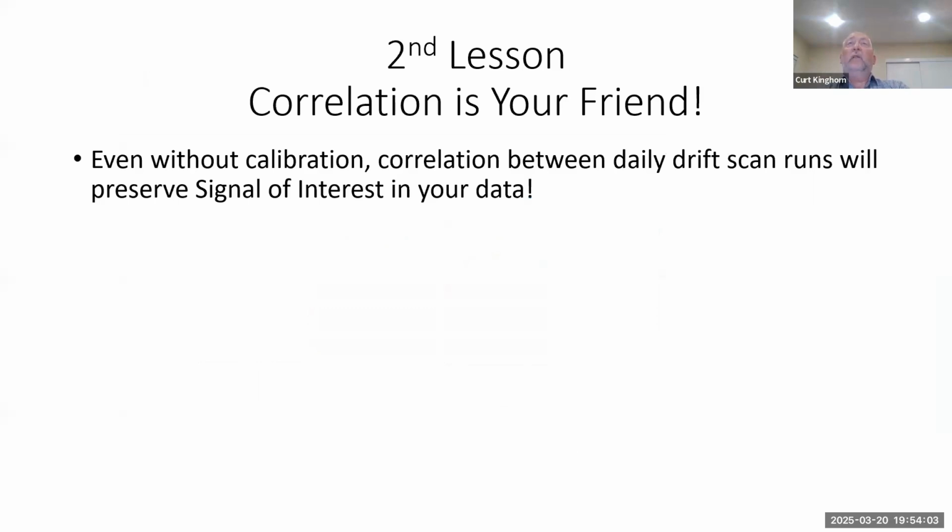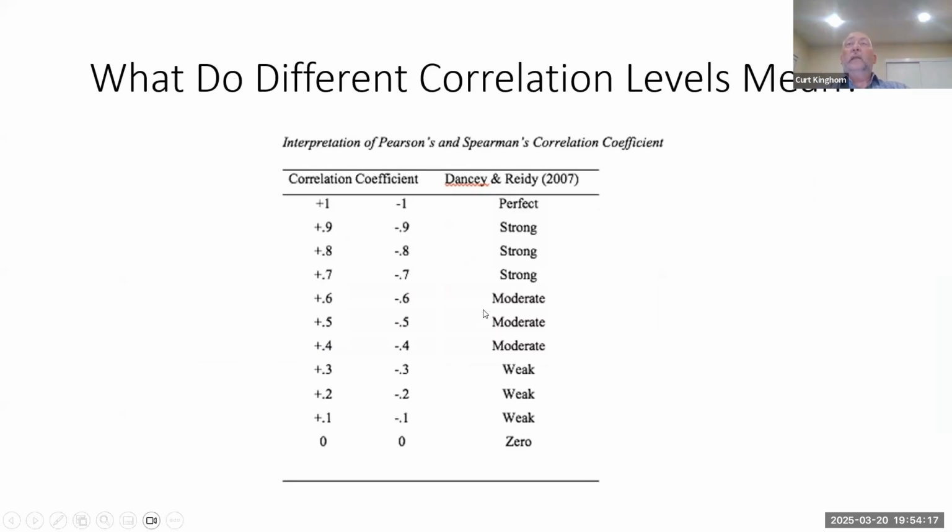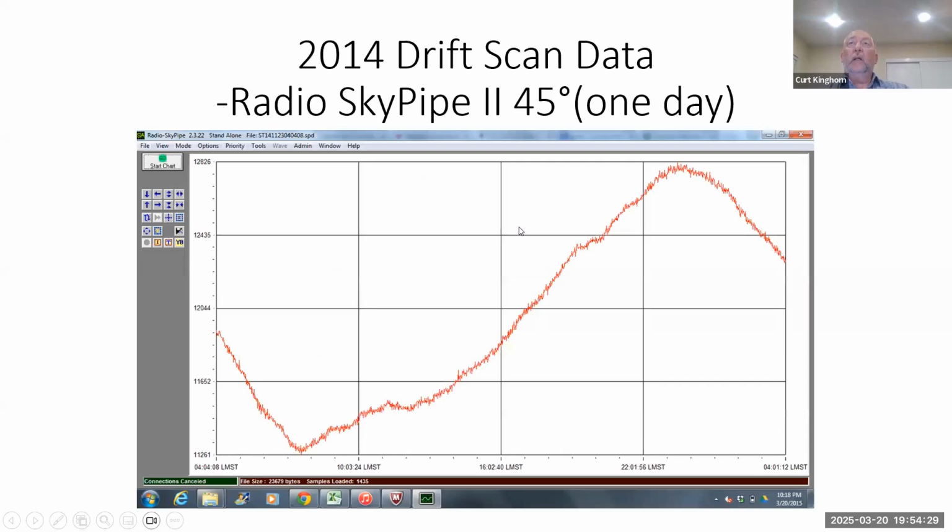Okay, so second lesson: correlation is your friend. Remember, correlation means that if you have a good positive correlation, as one signal goes up, the other goes up, and as one goes down, the other goes down. Just as a note here, a correlation of 0 means there's no correlation. A correlation of 1 means they're perfectly correlated. And in between, of course, is weak, moderate, and strong.